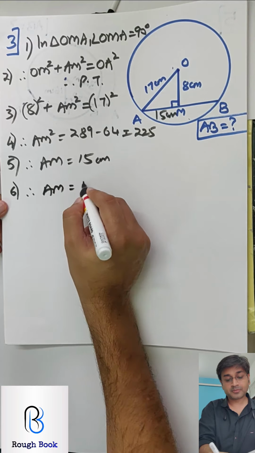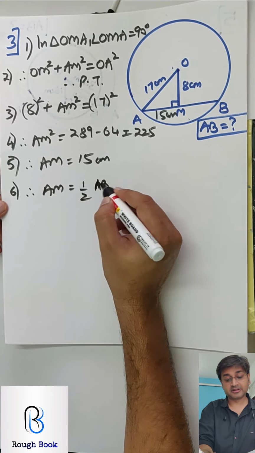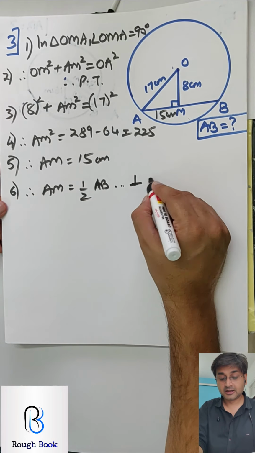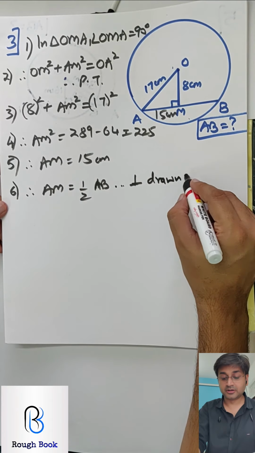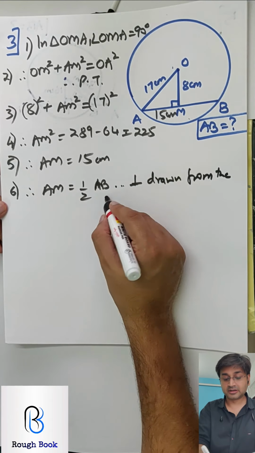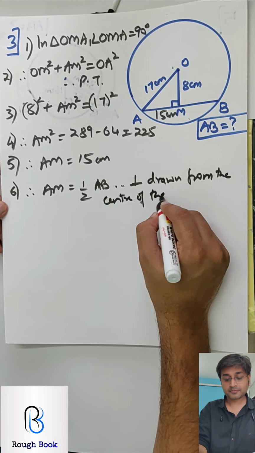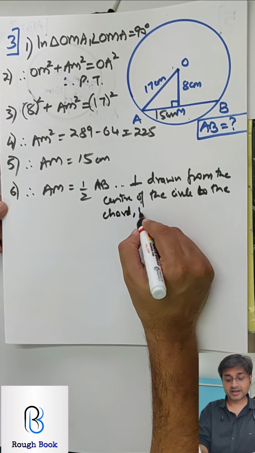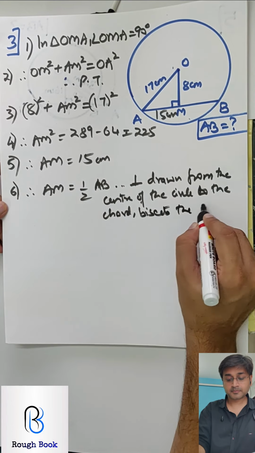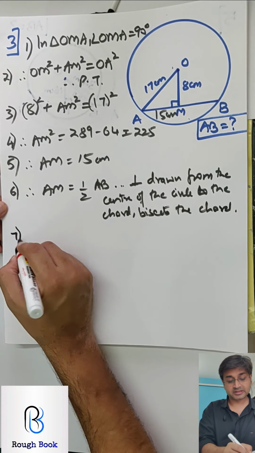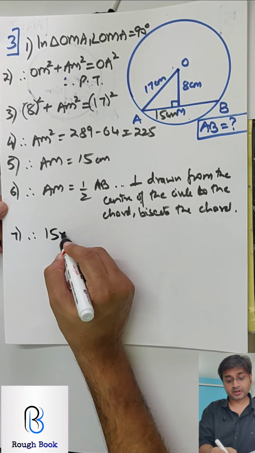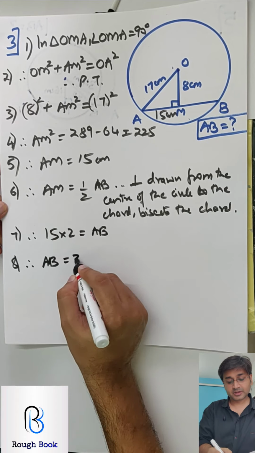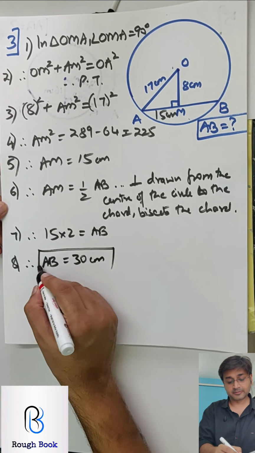Therefore AM is half of AB, but we'll have to write the full statement. Perpendicular, not like this in the exam, full words, okay, don't forget that. Perpendicular drawn, I'm writing it so that you learn, from the center of the circle to the chord bisects the chord. Yeah, so there you go. Next one, step 7. So AM is 15 into 2 equals AB. So finally we can say therefore AB is equal to 30 centimeters.